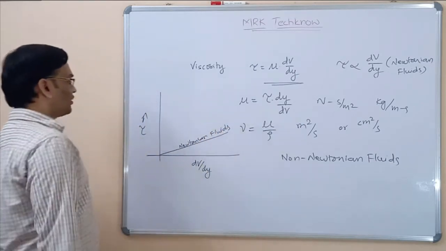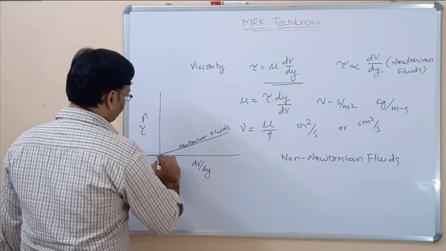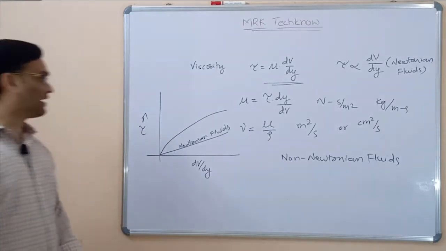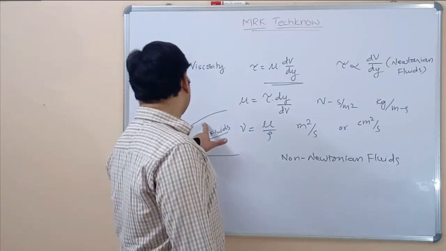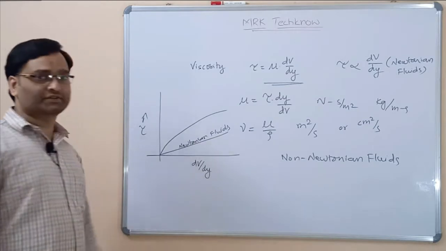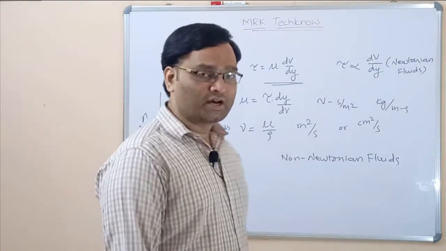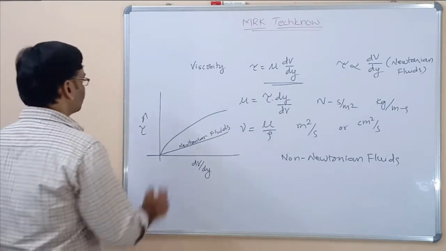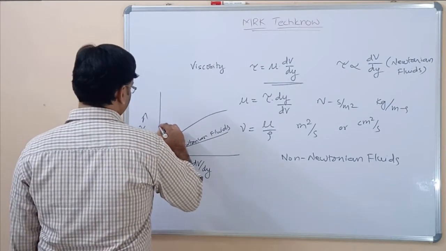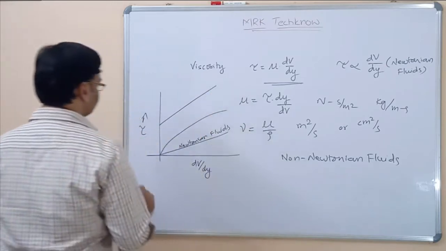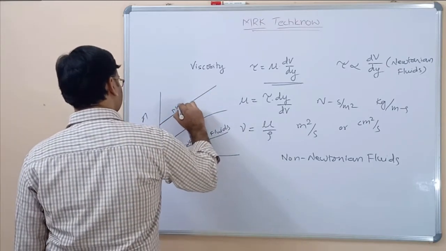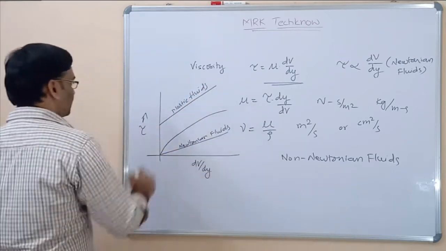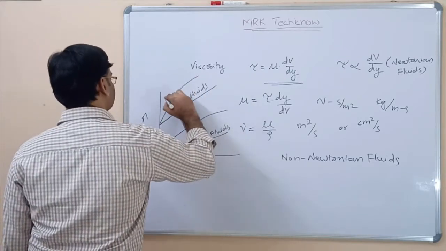But if you consider non-Newtonian fluids, they don't follow the proportionality law. They will have a somewhat curved nature. You have to define these non-Newtonian fluids with some kind of partial differential equations of second or third order. Another kind of fluids exists: plastic fluids. And another category, thixotropic fluids.